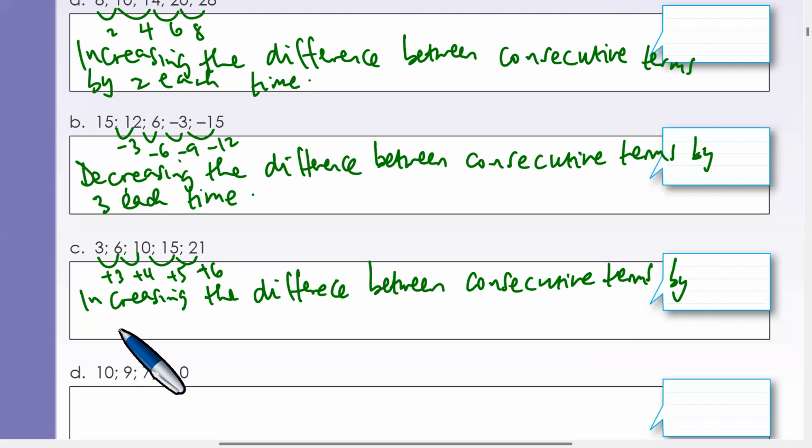Increasing the difference between the consecutive terms by 1 each time. By 1 each time. Okay, because it is 3, then it is 4, it is 5, it is 6. So it's by 1 each time.